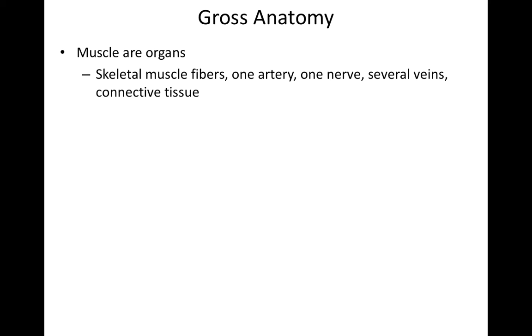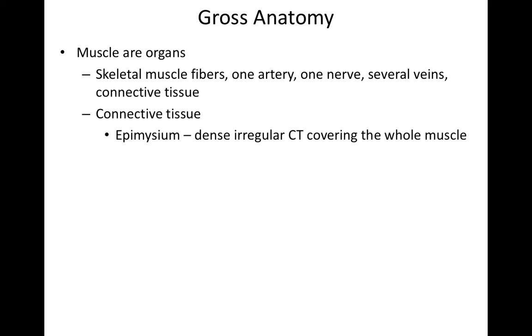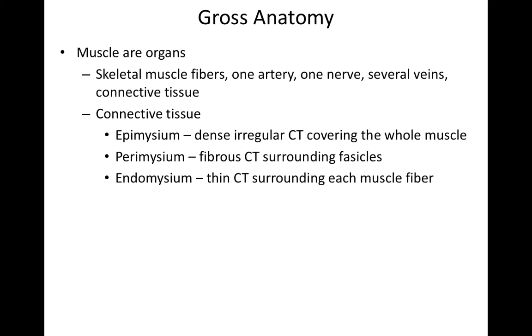Muscle is highly organized. We start with what's called the epimysium. It is a layer of dense, irregular connective tissue that surrounds the entire muscle. And then you've got the perimysium, which is going to be deep to that, and it's going to be a fibrous connective tissue that's going to surround each what's called fascicle. And then the endomysium is going to be a thinner connective tissue layer that's going to surround each muscle fiber. So let's take a look at that.